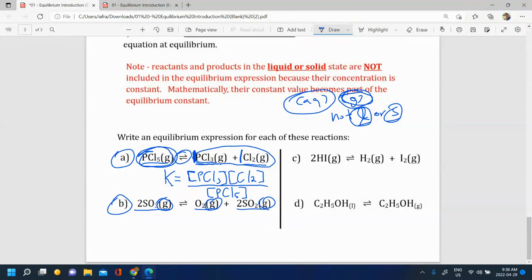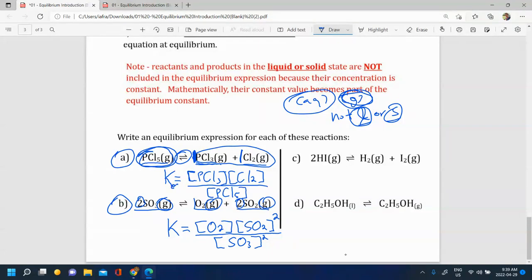So if you want to write an equilibrium expression for this, we're going to say K is equal to the concentration of O2. There's a coefficient of 1, so we don't really put it to the power of anything other than 1, but that's implied, times the concentration of SO2, because that's the product. Now there's a coefficient of 2, so that's squared, over the concentration of SO3, which is the reactant, and there's a coefficient of 2 there, so that's squared as well. And this is our equilibrium constant, K, expression for this chemical equilibrium.